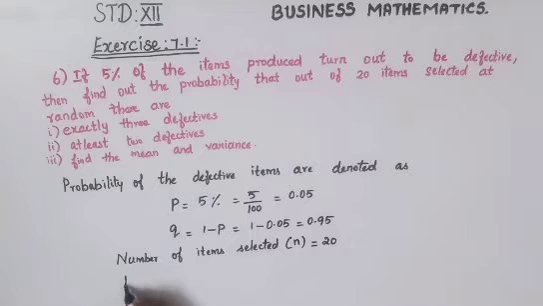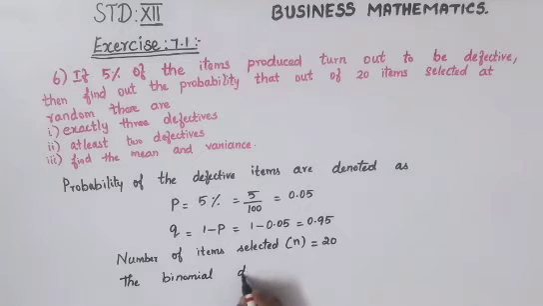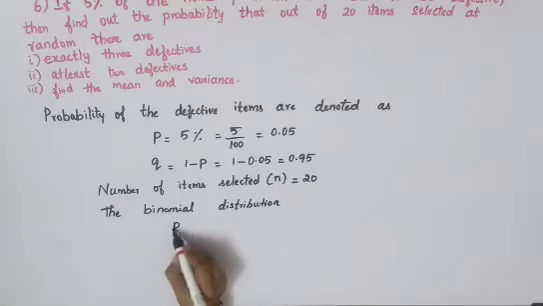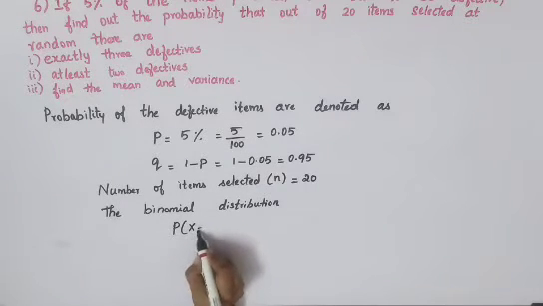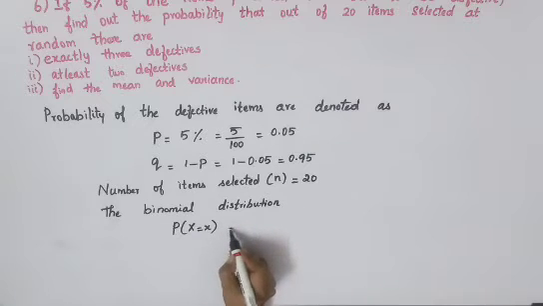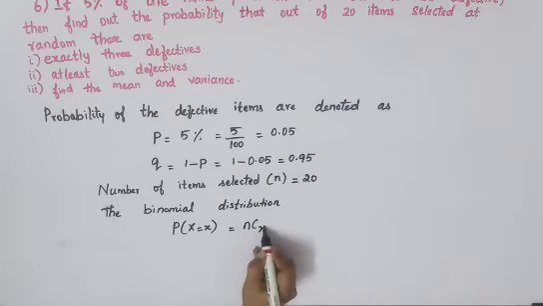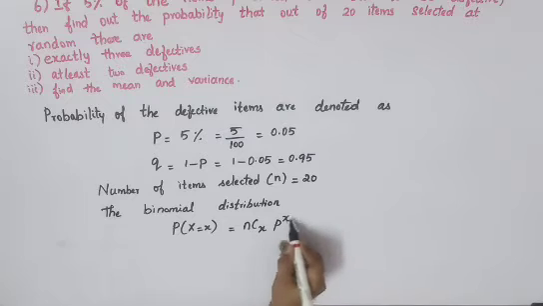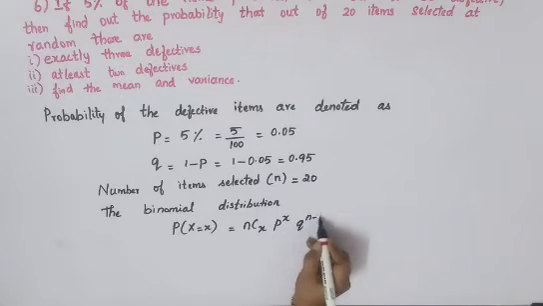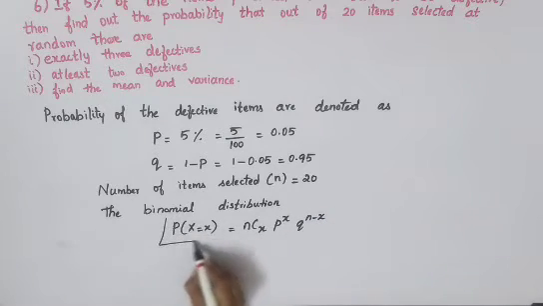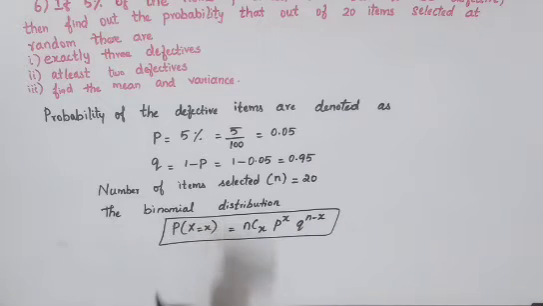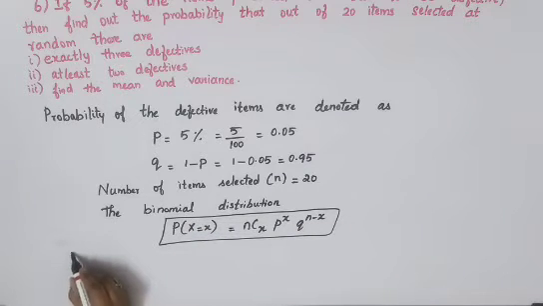So your binomial distribution formula is P of capital X equal to small x, that is equal to nCx P power x Q power n minus x. This formula you will have to use. Now we will go to the first condition.